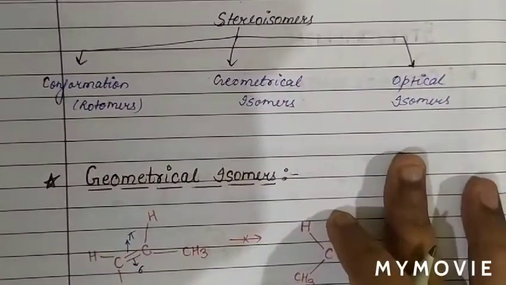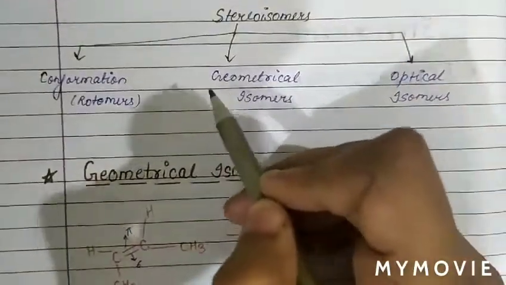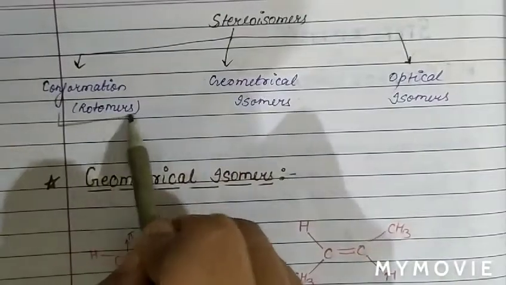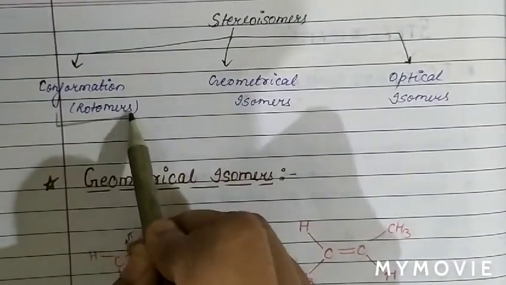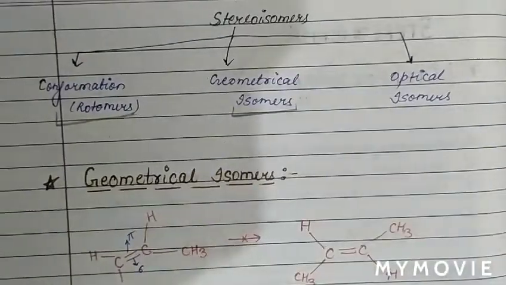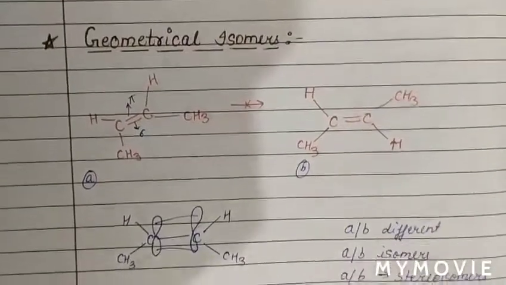Basically, that geometrical isomer belongs to the stereoisomer topic. As in stereoisomer, we have discussed already about the conformers, which are rotamers, conformational isomers. Now we will study about the geometrical isomers. What are geometrical isomers?